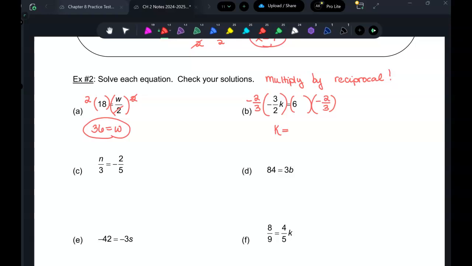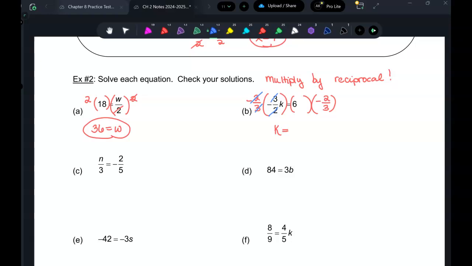A negative times a negative makes it positive. So I don't want to end up with a negative K. I want to end up with a positive K. So the 2's are going to cancel on the left side, and then the 3's are going to cancel. And then on the right side, on your calculator.